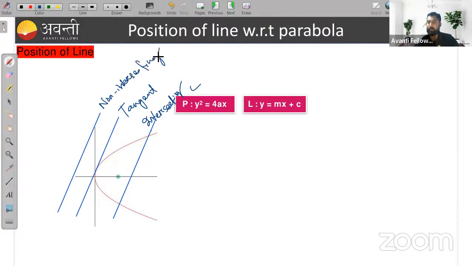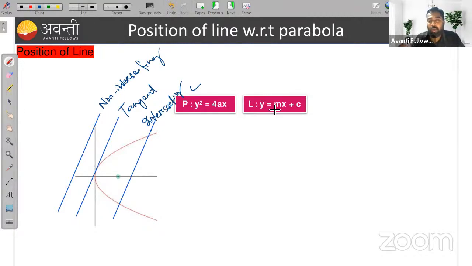One case is when the line is intersecting. The second case is when the line touches the parabola, then we can say the line is a tangent to the parabola. And when there is no point of contact, we can say the line is non-intersecting to the given parabola. So what are the conditions? How can you check whether the line is intersecting, non-intersecting, or a tangent?